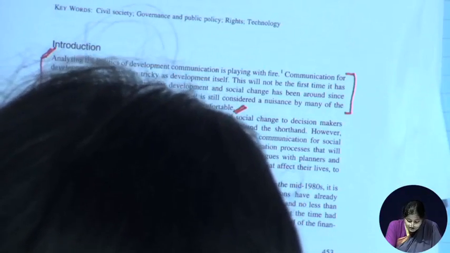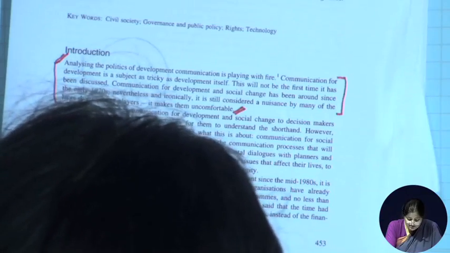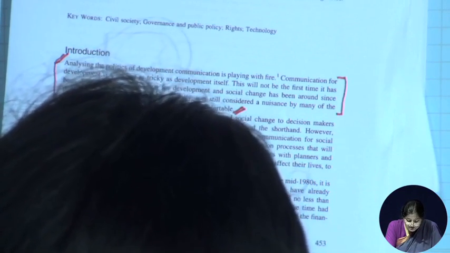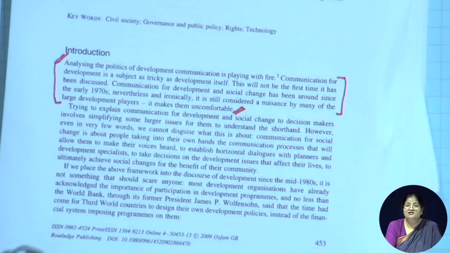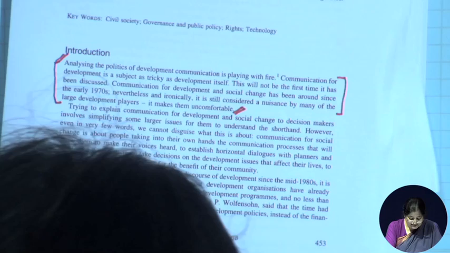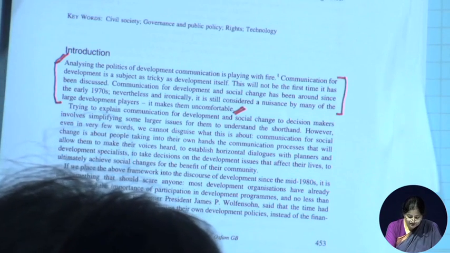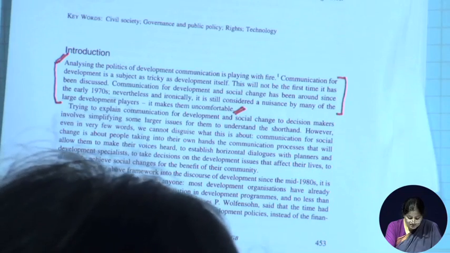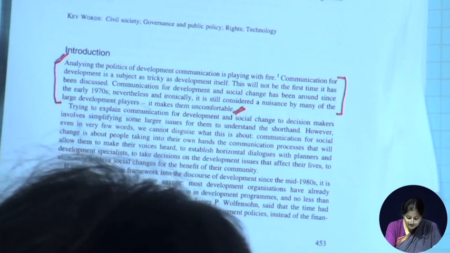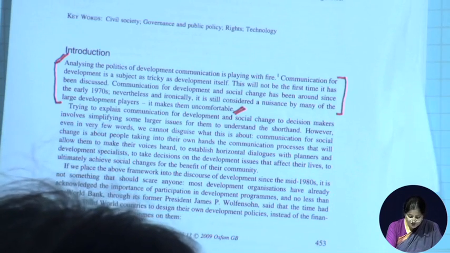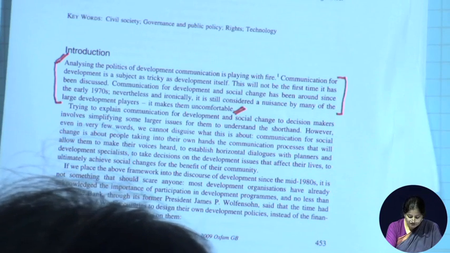Communication for development and social change has been around since the early 1970s. Nevertheless, and ironically, it is still considered a nuisance by many of the large development players. It makes them uncomfortable. That is what I want to stress on. He says, trying to explain communication for development and social change to decision makers involves simplifying some larger issues for them to understand the shorthand. However, even in very few words, we cannot disguise what this is about.